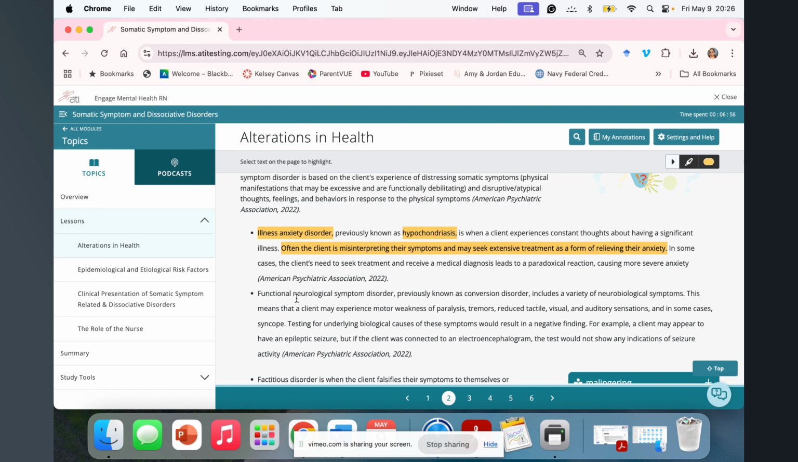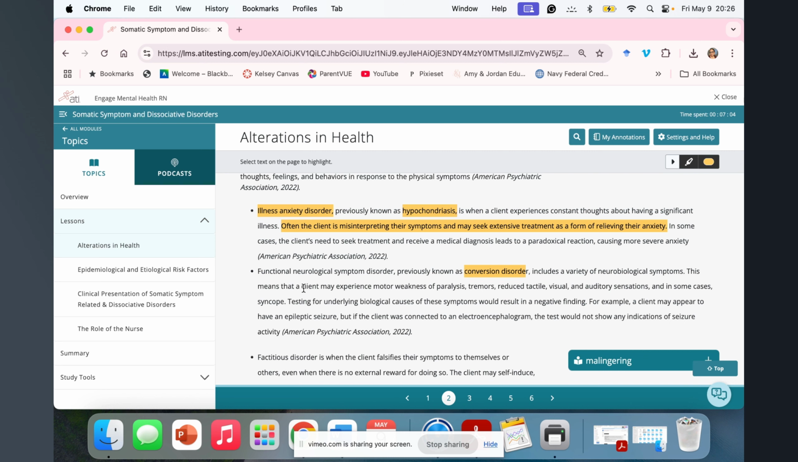And then we have functional neurological symptom disorder. I'm not going to test you on this, but it is also known as conversion disorder. This is where the client may experience motor weakness, paralysis, tremors, reduced tactile, visual, and auditory senses, in some cases syncope. And this is testing for neurological and biological causes of these symptoms that would result in a negative finding. So this is interesting. A client may appear to have an epileptic seizure, but if the client was connected to an EEG, the test would show no indications of a seizure.